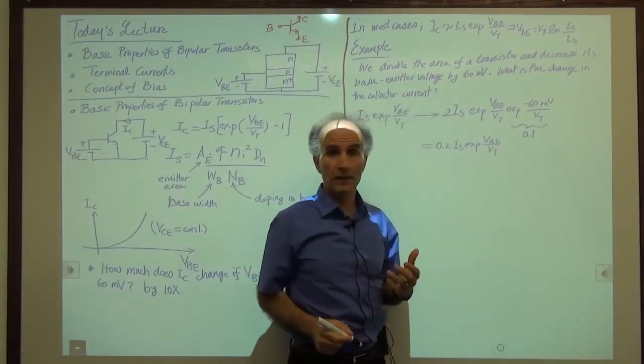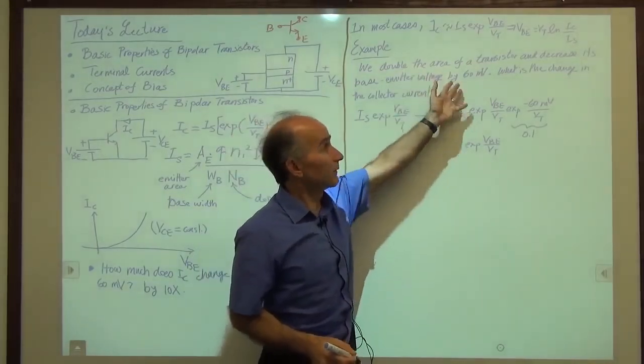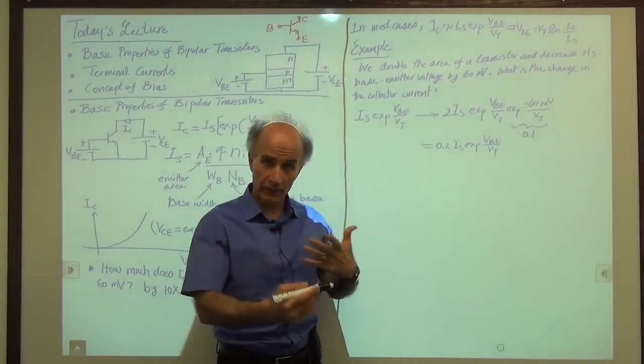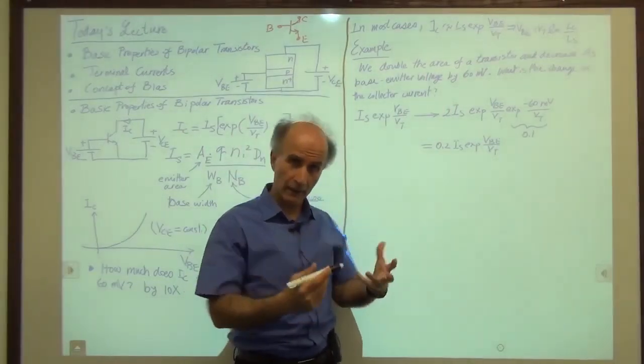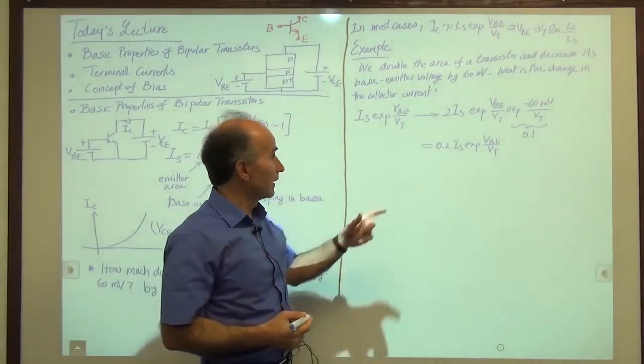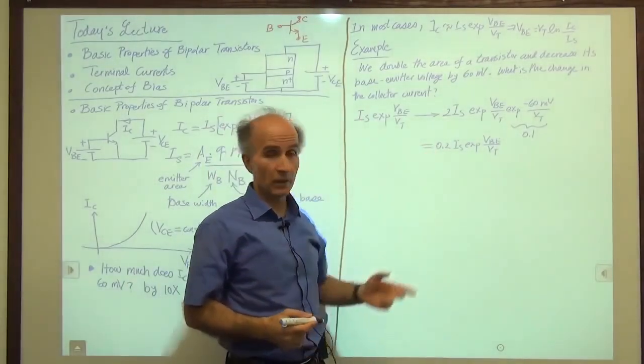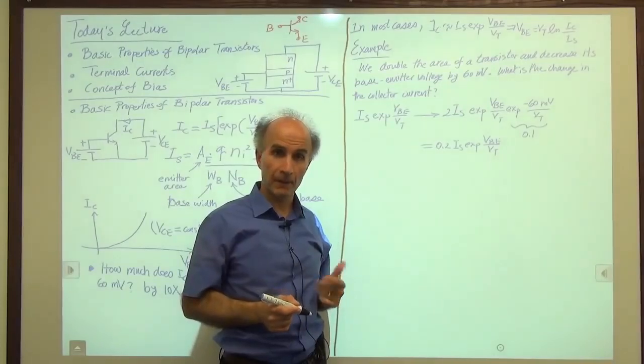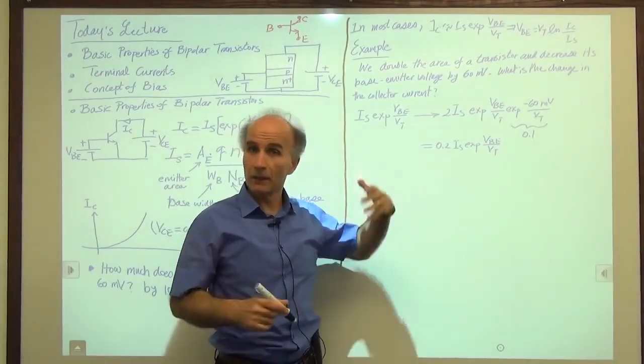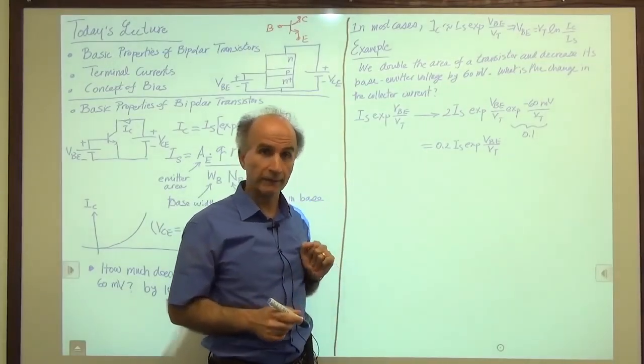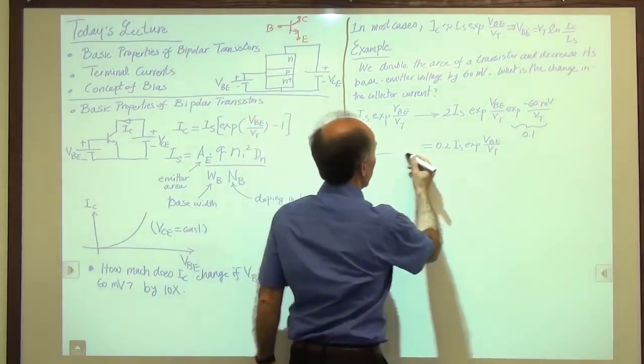The conclusion here is that this type of manipulation of the device, dimensions and base emitter voltage, gave us a factor of 5 reduction in the current. Is that exciting? Not really. We're just trying to get comfortable with the device. Okay.